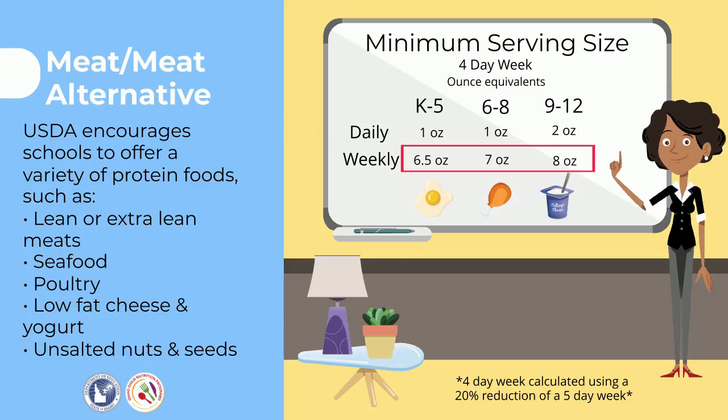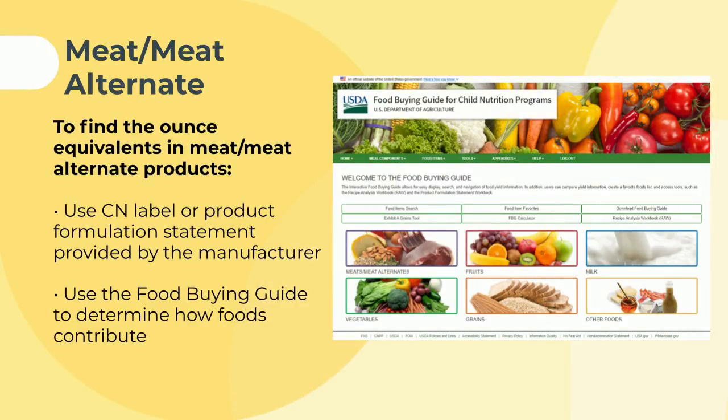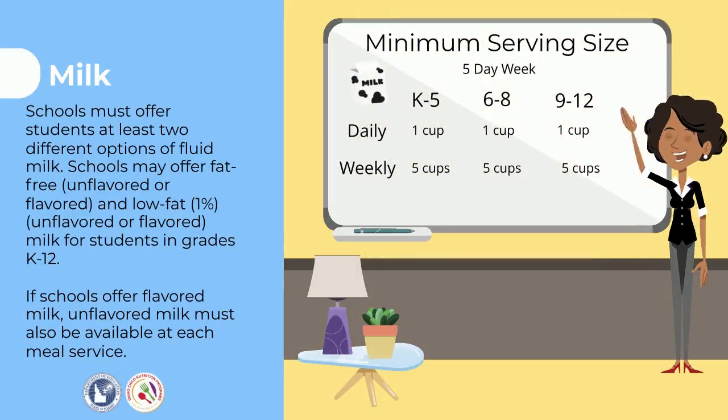For a 4-day week, the weekly requirements decrease. For grades K through 5, the weekly minimum is 6.5 ounce equivalents. For grades 6 through 8, the minimum is 7 ounce equivalents, and for grades 9 through 12, the minimum is 8 ounce equivalents. To find the ounce equivalents in meat or meat alternate products, you can use the CN label or the product formulation statement provided by the manufacturer, or you can use the USDA Food Buying Guide to determine how foods contribute. The fifth and final component of the lunch meal pattern is milk.